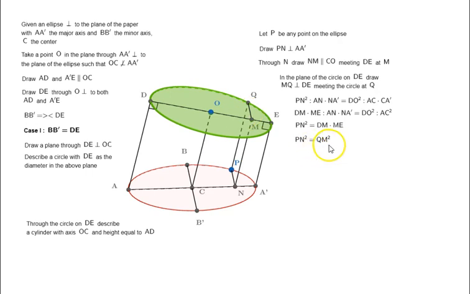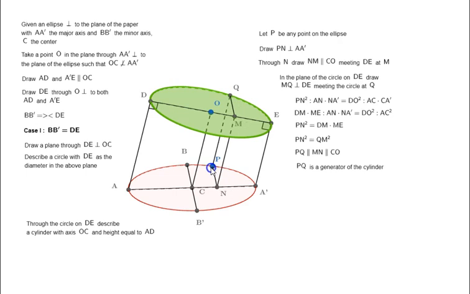Now, since PN square is equal to QM square, it means PN is equal to QM, which means PQ is parallel to MN, and MN is parallel to OC based on construction, and PN is equal to QM. So PQ is parallel to MN. That means PQ is a generator of the cylinder. So if I move this P, remember P is any point on the ellipse.